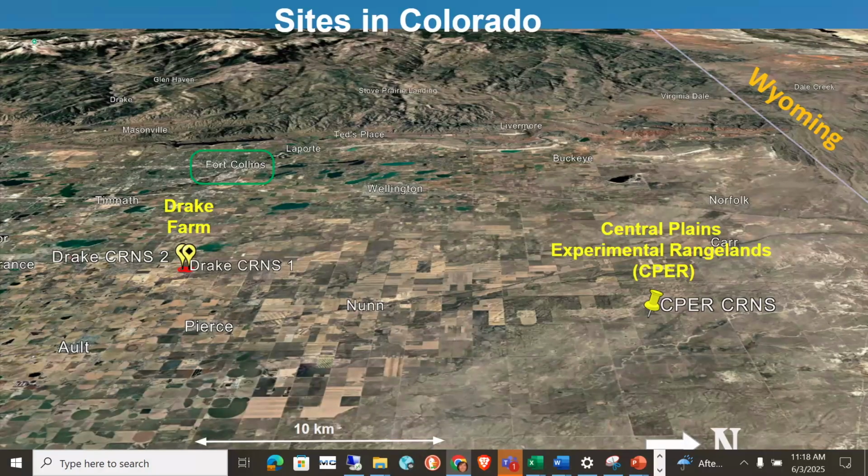Does this have a pointer? Sorry. Does this point, or do I use my finger? The clicker? Yeah, that's okay. I'll just describe it. Okay.